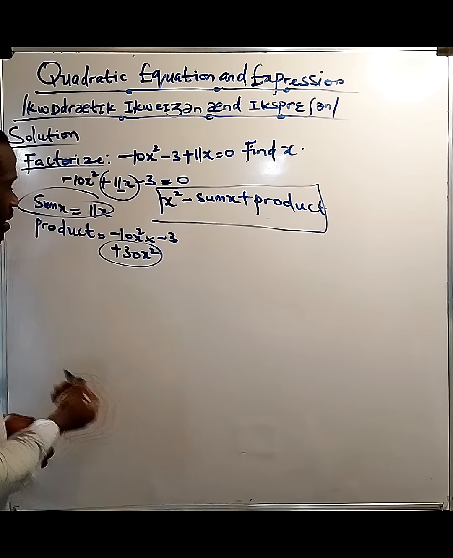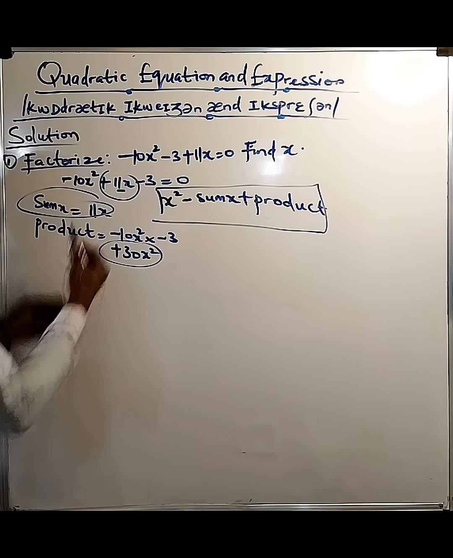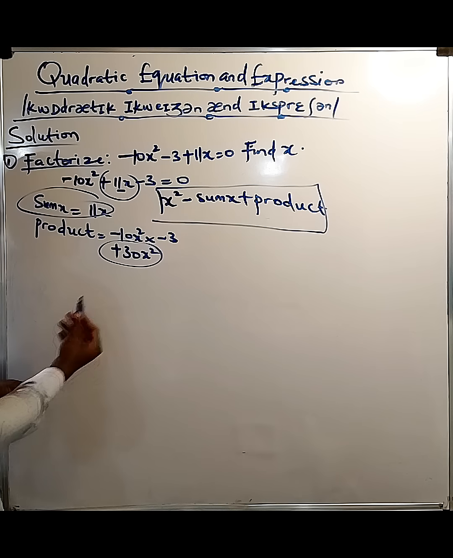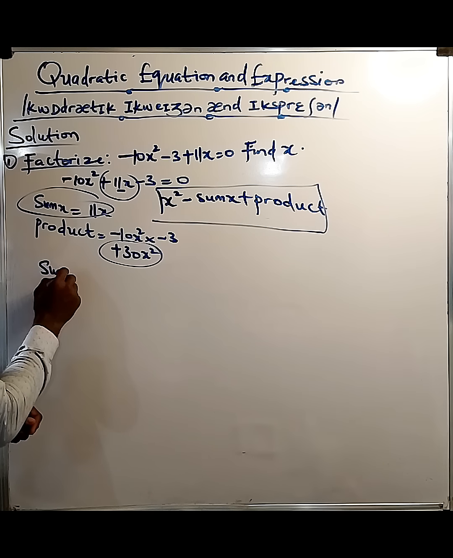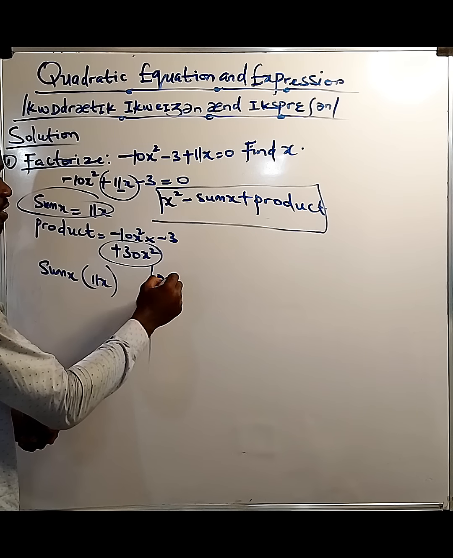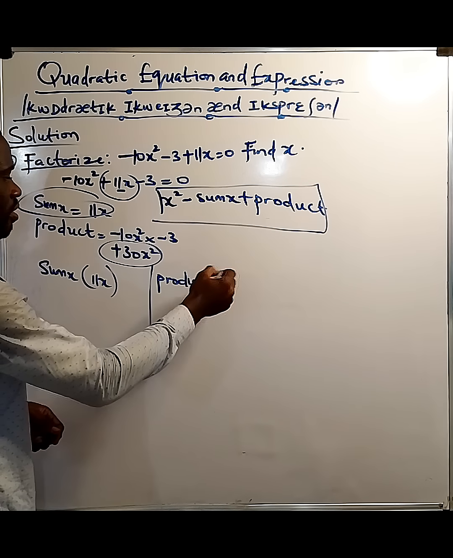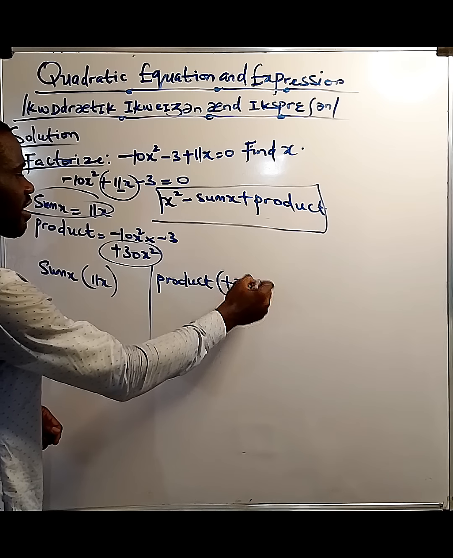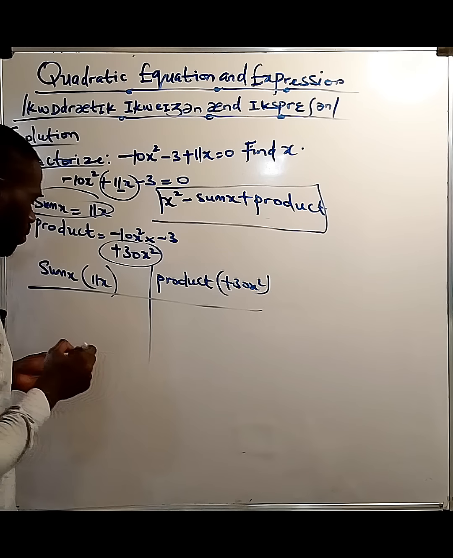So what do we do next? The next thing is we're going to use our table. We're going to put the stuff in our table and then get the factors. So the sum x is plus 11x. The product is plus 30x squared.